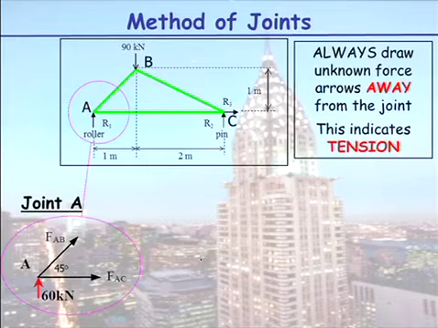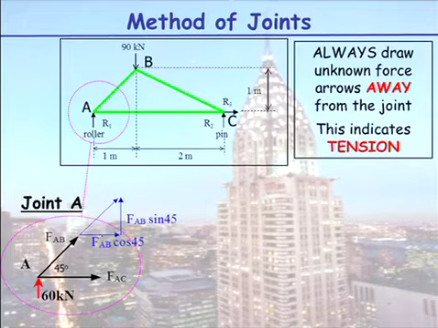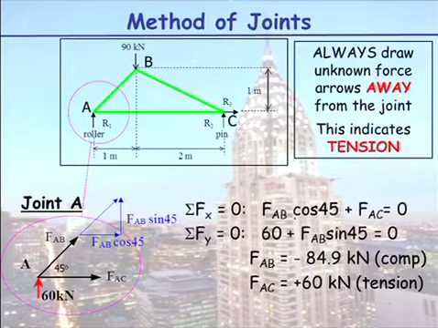So very simply, I've resolved it here just to show a bit clearer what's going on. This diagonal member has a cos and a sine component. So now when we look at all the forces in the x direction, we have the cos component here, FAB cos 45, plus FAC, and that all equals 0. In the y direction, we have our 60 kilonewton reaction up.